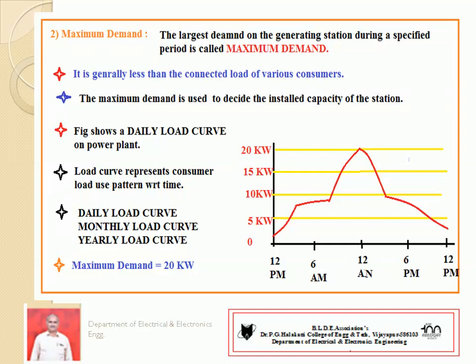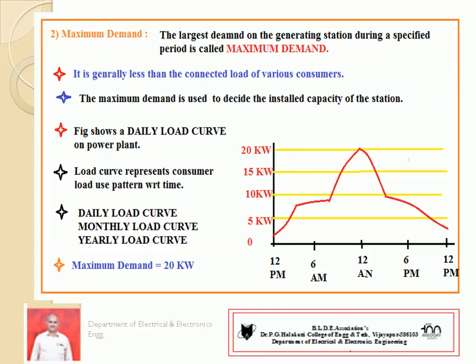This is the load curve. Just one example illustrates here. From 12 p.m. midnight to the next 12 p.m. midnight, taking a 24-hour slot, the diagram shows the daily load curve on the plant or a consumer. That means how it uses the load pattern at different times of a day.